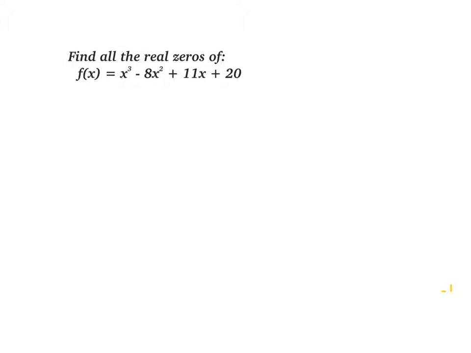Okay, now it says find all the real zeros. Same deal: start off by making your list of possibilities. Because the leading coefficient is 1, I'm going to do the factors of 20 over 1, which should be 1, 2, 4, 5, 10, 20. Those are the factors of 20 over 1. Now here's the bad news. I've got to pick one and try it and see what happens. So I'm going to try 1, see if it works.